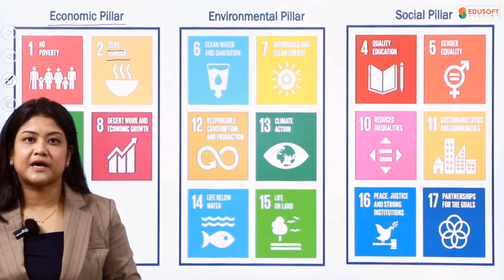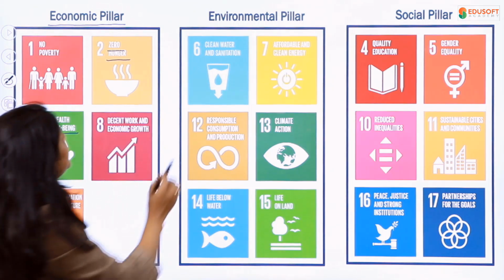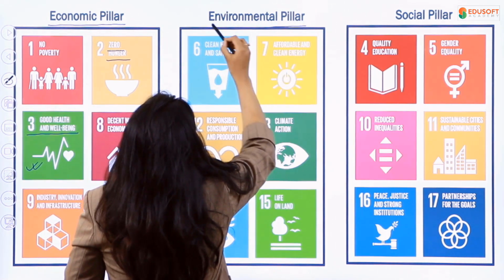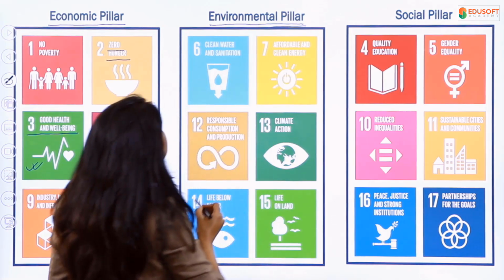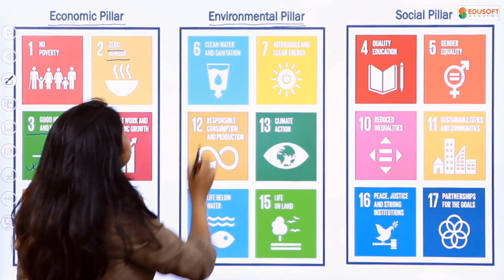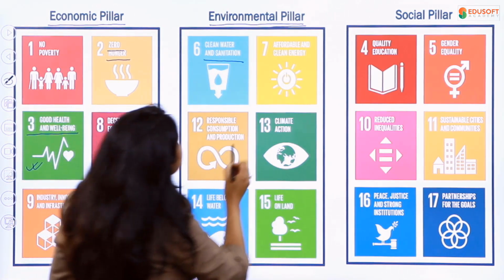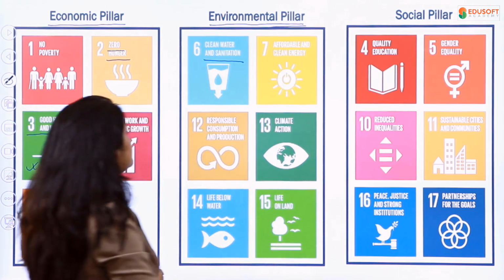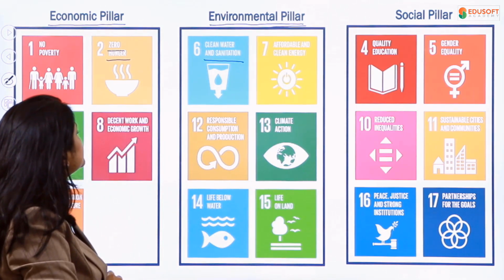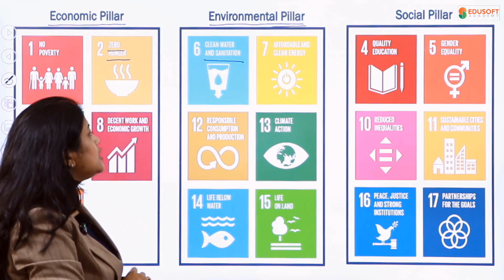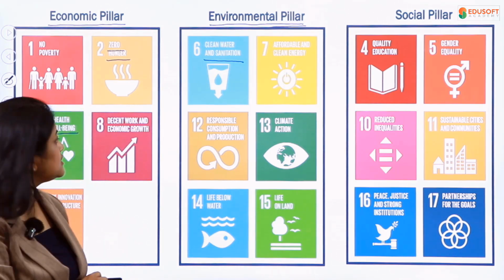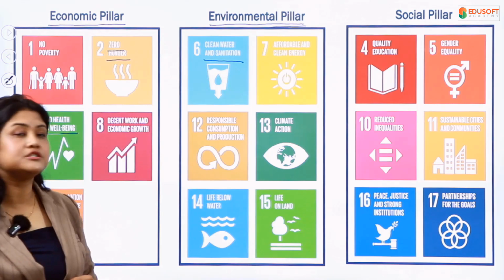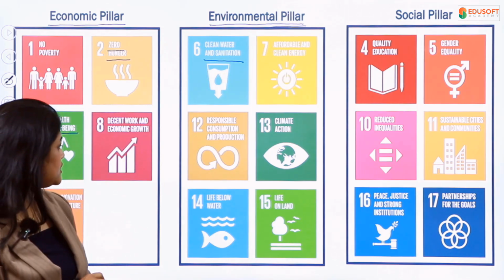Coming to the environmental pillar, we have a total of 6 global goals. Goal 6, clean water and sanitation. Goal 7, affordable and clean energy. Goal 12, responsible consumption and production. Goal 13, climate action. Goal 14, life below water. And Goal 15, life on land.